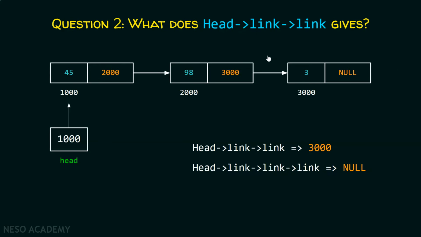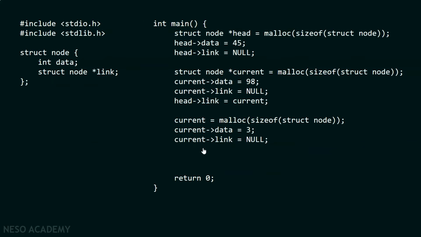Now let's discuss method 2. Now here is this code which is using method number 2. Here we are using obviously two pointers. One is head and the current. Head pointer is pointing to the first node of the list. Current pointer is pointing to the second node of the list up to this point.